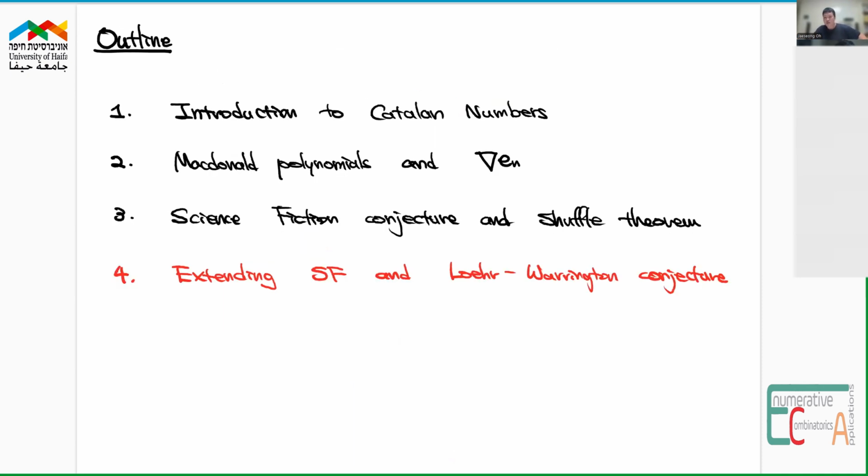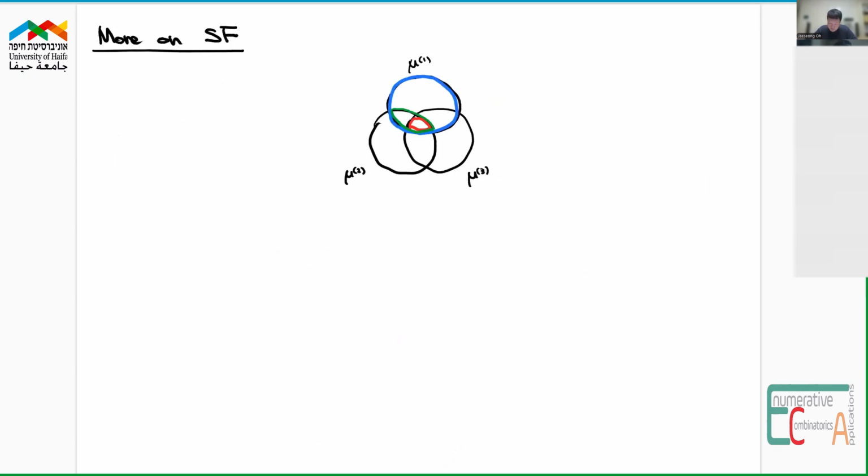Okay, and for the remaining 10 or so minutes, I'm going to talk about what we are doing right now. We are trying to extend or generalize the science fiction conjecture and relate it to the Lower-Warrington conjecture. Let's recall that the science fiction conjecture is about intersecting Garcia-Haiman modules, or Macdonald polynomials, so to speak.